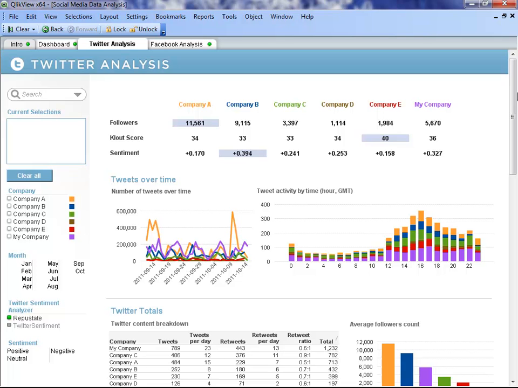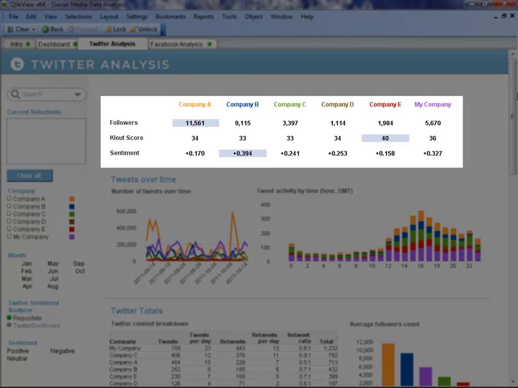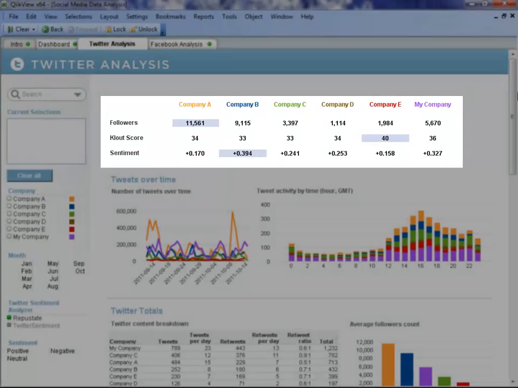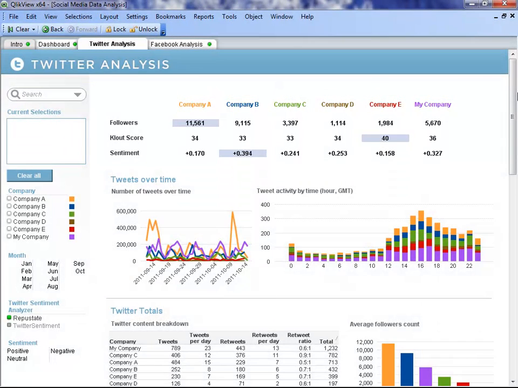The Twitter analysis sheet focuses solely on Twitter data and compares the companies with regards to the number of followers they have, Klout score, and overall average sentiment. In case you have not heard of Klout, Klout is a service that measures a user's influence across a social network. It measures the size of someone's network, the content created, and how other people interact with that content.